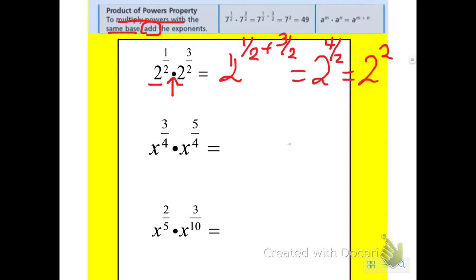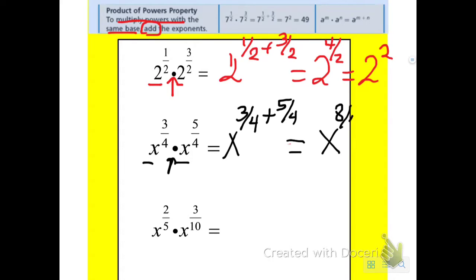Next example, I want to do the same thing. Dot means I'm multiplying. I've got the same base, so it tells me to add the exponents. So I'm going to say x to the 3/4 power. Add the other exponent, 5/4 power. Got a common denominator, so that gives me x to the 8/4 power, which I can simplify 8/4 again to be 2, so x squared.